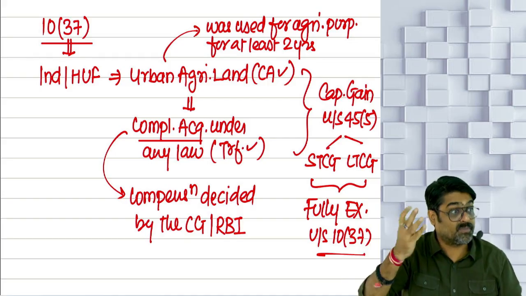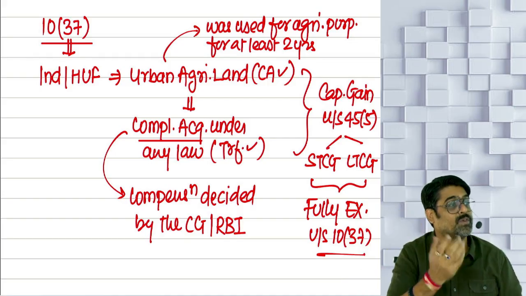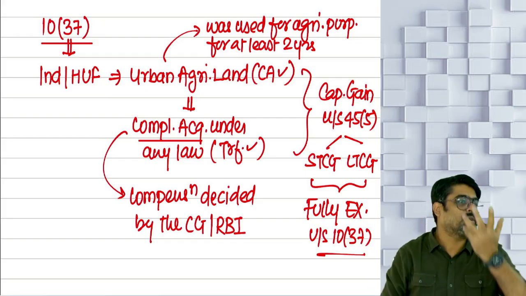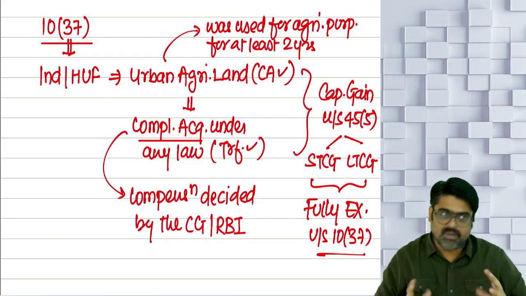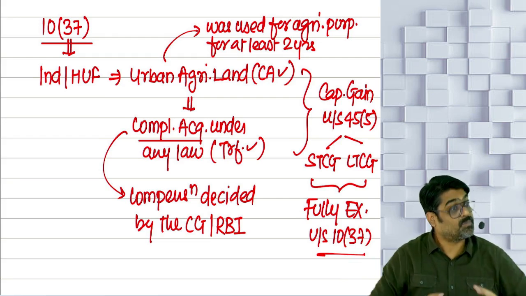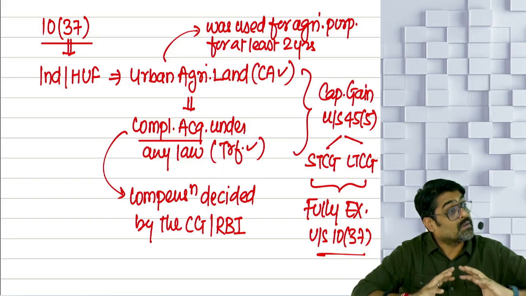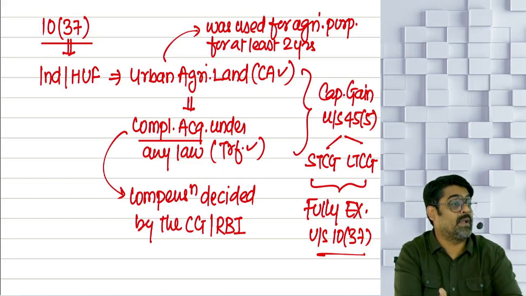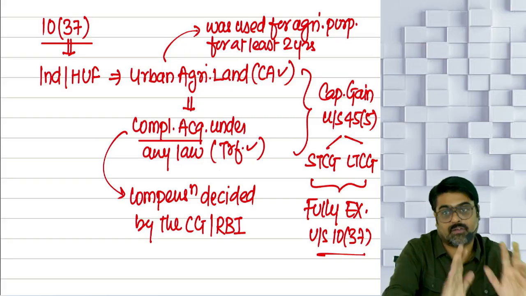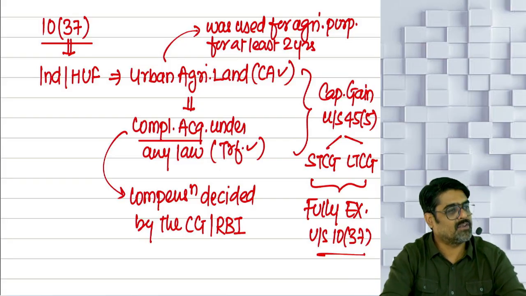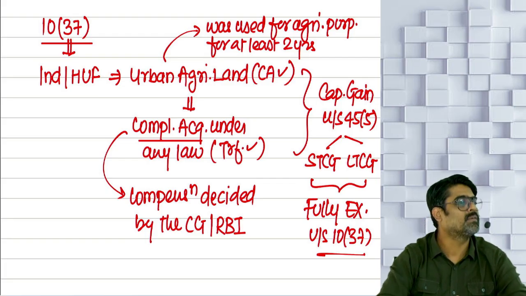Very important part: special aspects. In this special situation, how will you calculate capital gain? What cost will you take? What FMV will you take? What will be the period of holding? So the manner of calculating the capital gain in special situations will be discussed in those special aspects. Understanding? And once that is over, the entire chapter is over.